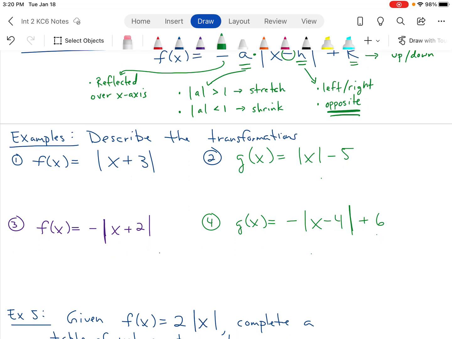So all we're going to do is describe the transformation. All I want you to do is to tell me, did it go left, right, up, down, did it reflect, and by how many units?